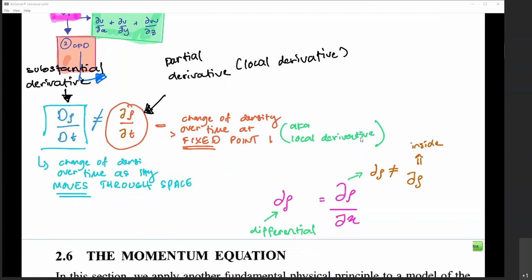Similarly, we have a differential term, the one that we have over here, which is not the same as what I showed before. D over Dt, for example, is not the same as d over dt. So the partial derivative and the substantial derivative are two different things.